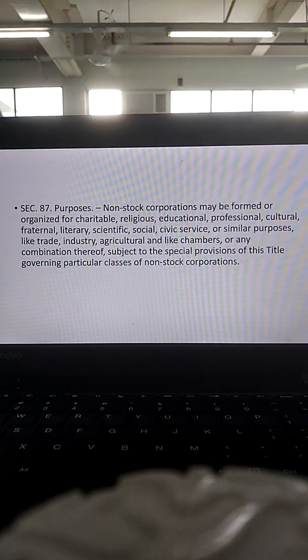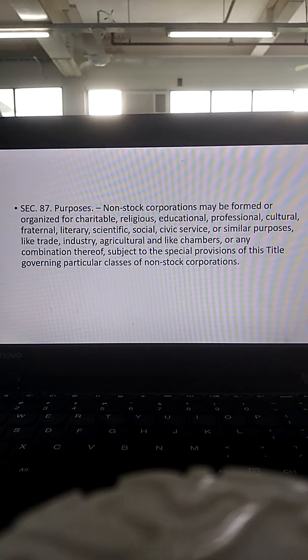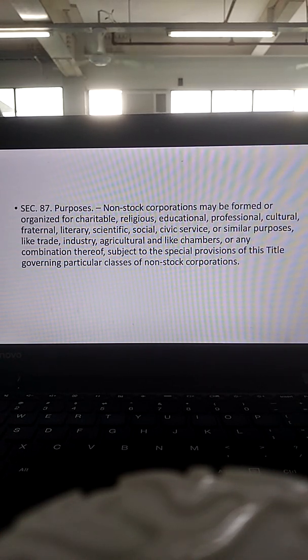Okay? Now, Section 87, regarding the purposes, we also discussed this particular section before, that non-stock corporations may be formed or organized for charitable. Okay? Take note, may be formed. Okay? So, pwede pong magkaroon ng korporasyon na non-stock na ang purpose po ay charitable, okay? Religion, okay? Just like for example, the Iglesia ni Cristo, o itong mga incorporated na religious denomination dito sa ating bansa, okay?